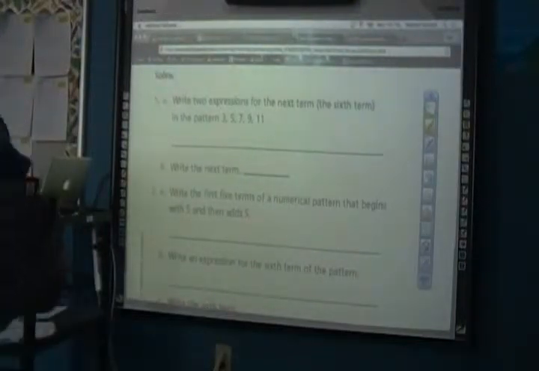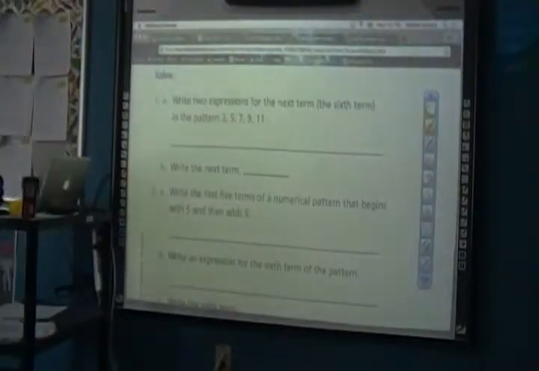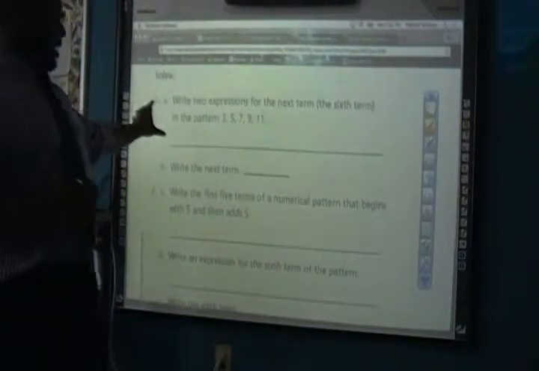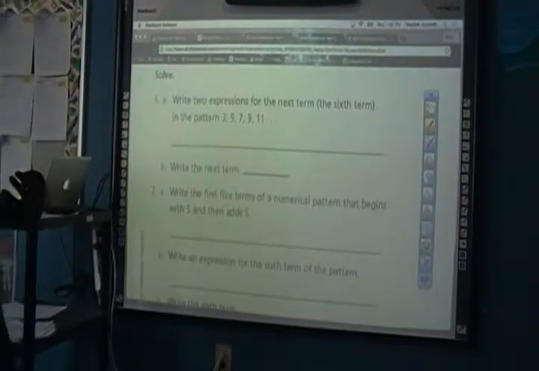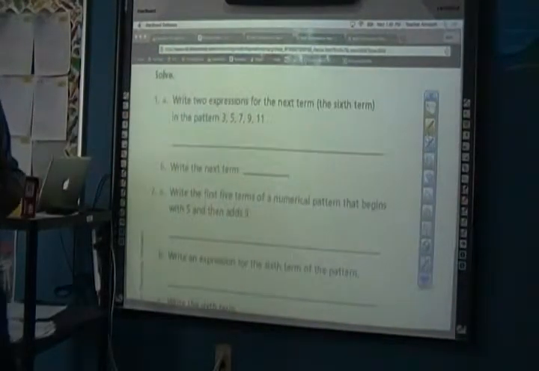Today in math class, we're moving on to lesson 4 of unit number 7. Today we talked about how to write expressions for number patterns, or numerical patterns. As you can see here, we have this pattern, which is 3, 5, 7, 9, 11. They want us to find out what the sixth term is.